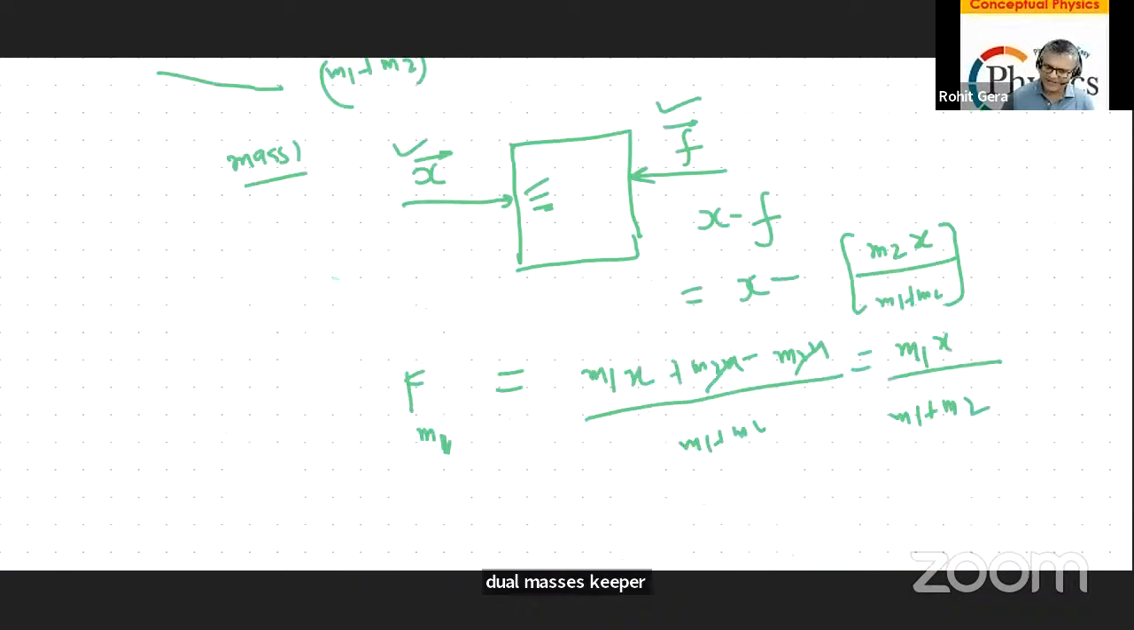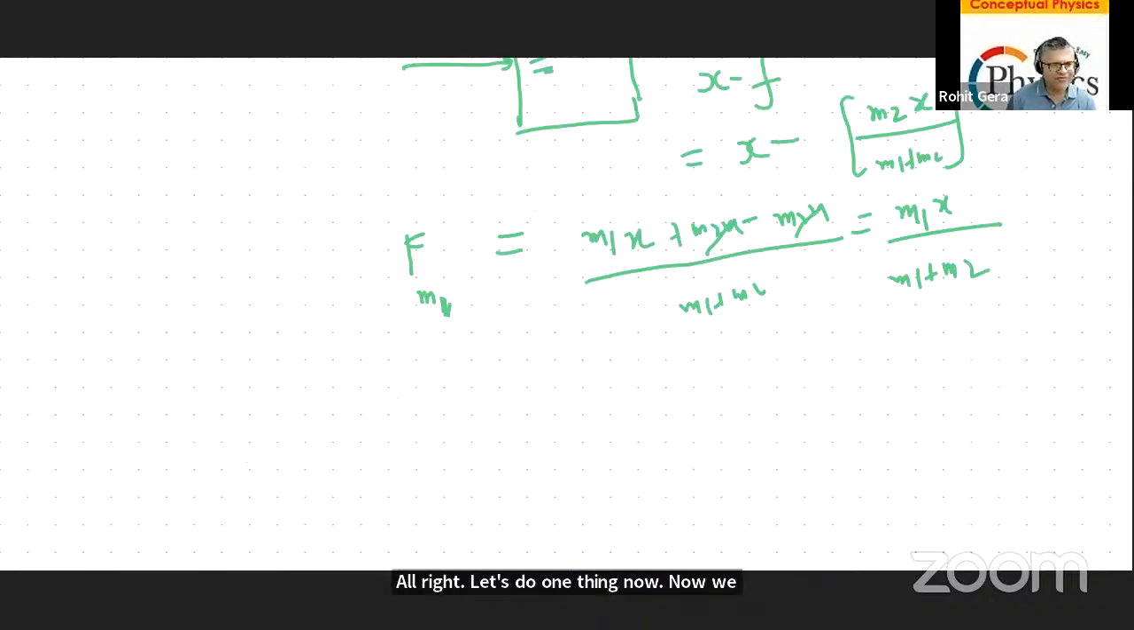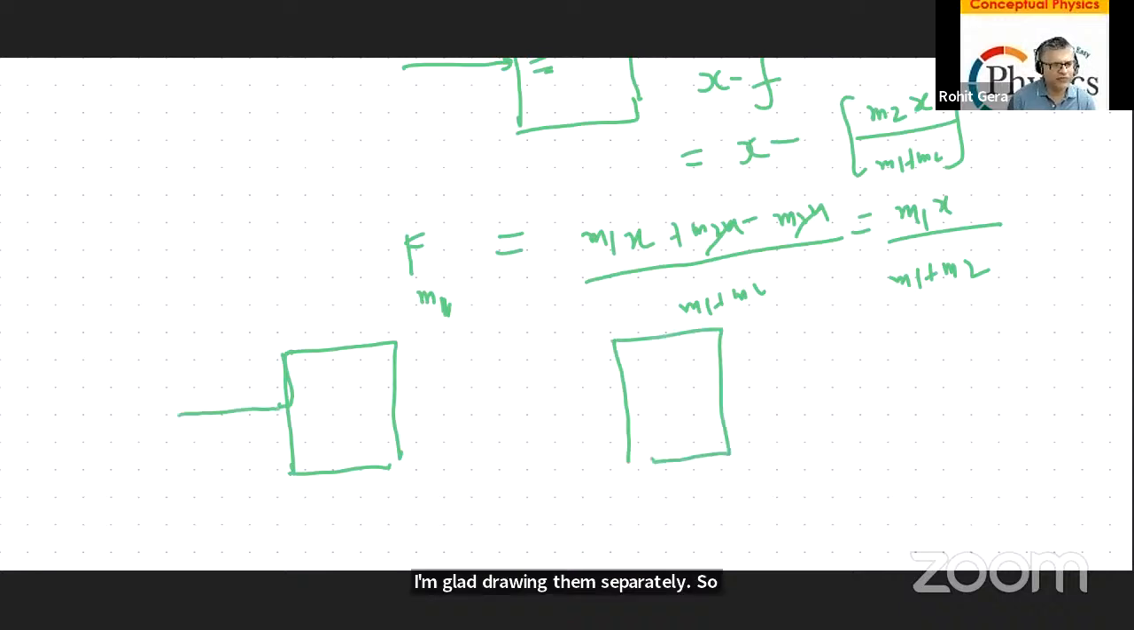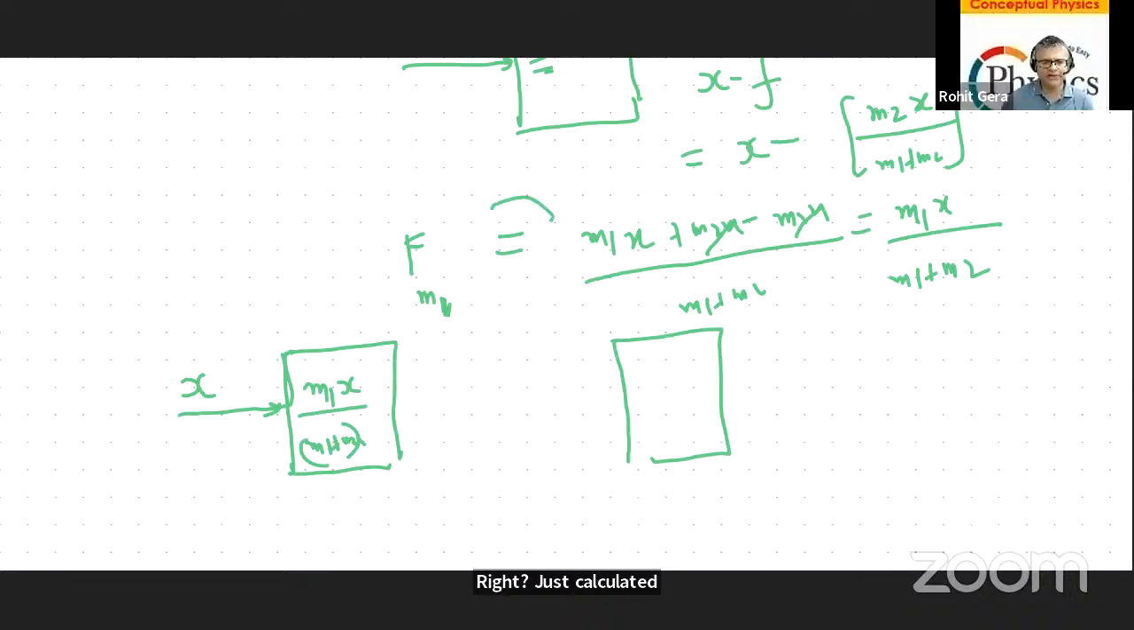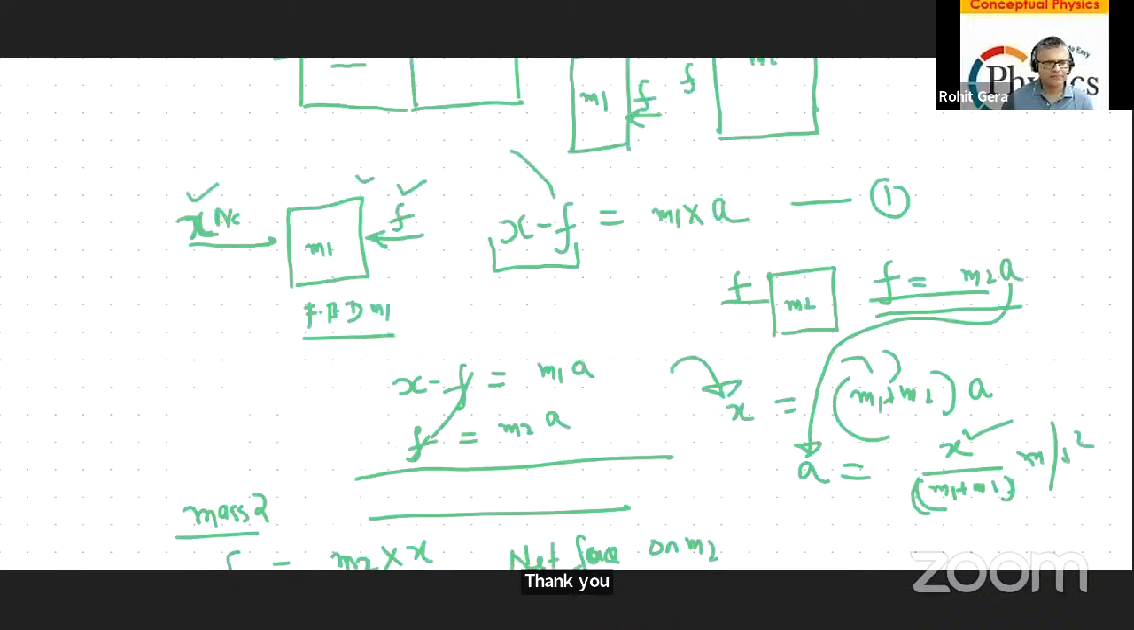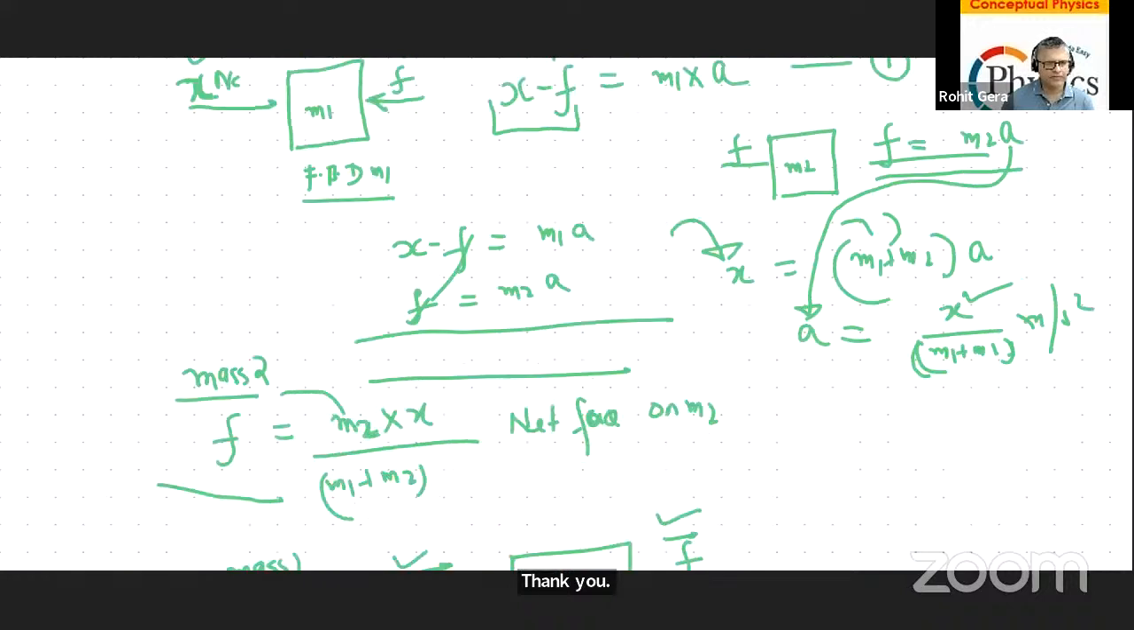All right. Let's do one thing now. Now we know F. Now we know there are two blocks. I'm drawing them separately. So we applied an external force of X Newton, out of which how much did this get? We just calculated. हाँ. And we also calculated how much the other block obtained, which was M times this, right? So I'm writing this also.